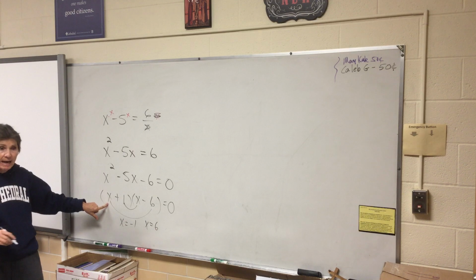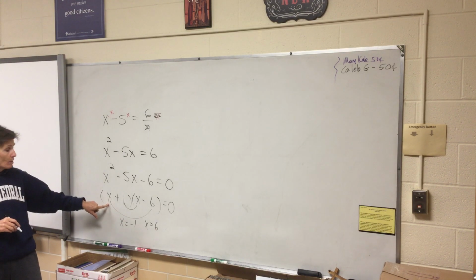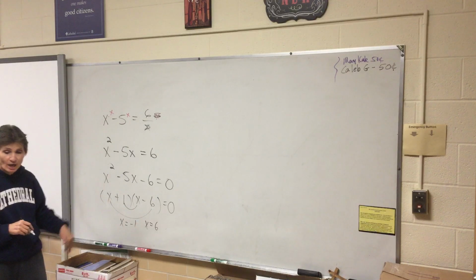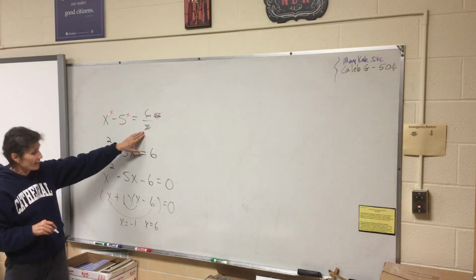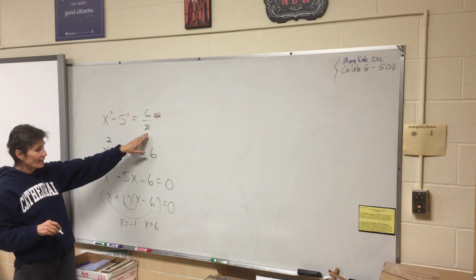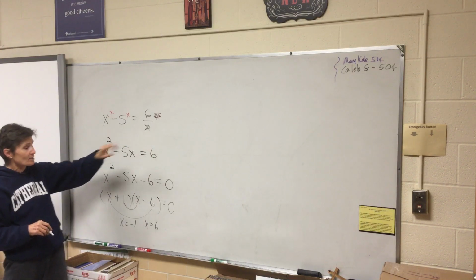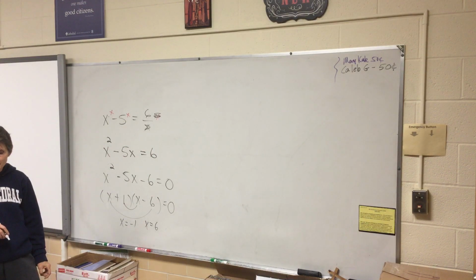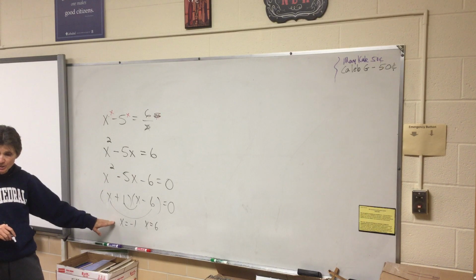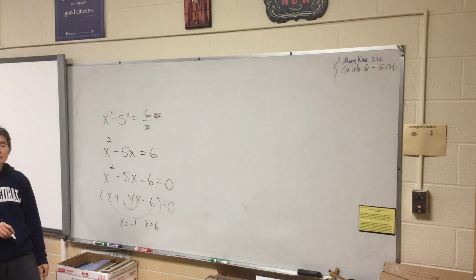Now, on the problem Caroline had earlier, one of those answers didn't check out, but here they're both okay. Because a negative 1 or a 6, neither one is going to give me a 0 in the bottom. So I have 2 answers. I just have 2 answers to the problem.